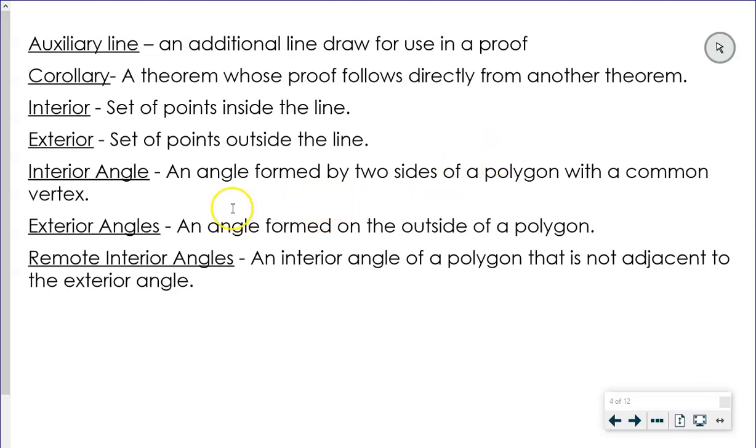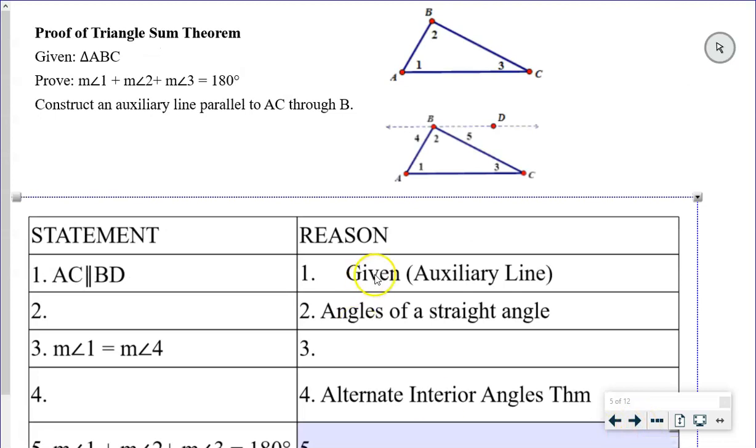An interior angle is an angle formed by two sides of a polygon with a common vertex. So it's an angle inside, okay? And then an exterior angle, same thing, is outside of the polygon. A remote interior angle is an interior angle of a polygon that's not adjacent to the exterior angle. We're going to talk about what all these mean in just a minute in the lesson, okay?